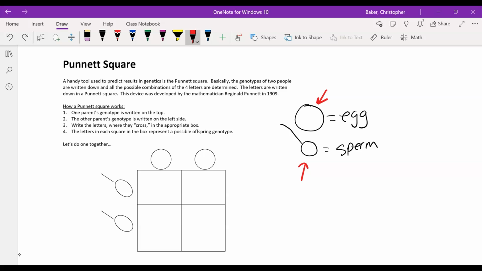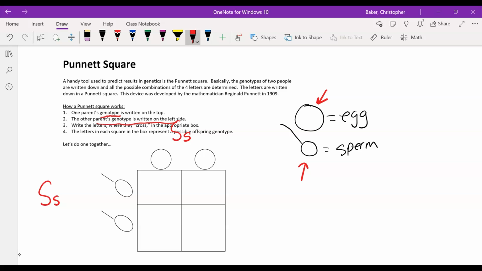So one parent's genotype (genotype is the genes) is written at the top. Let's go with big S, little s. We're talking sickle cell, okay? And the other parent's genotype is written on the left side. Same deal, big S, little s. And we're going to write the letters where they cross in the appropriate box.